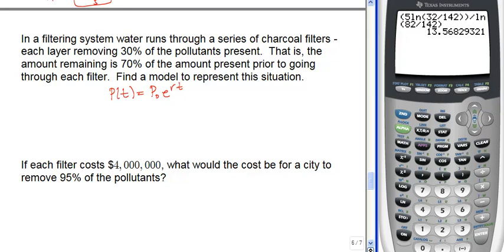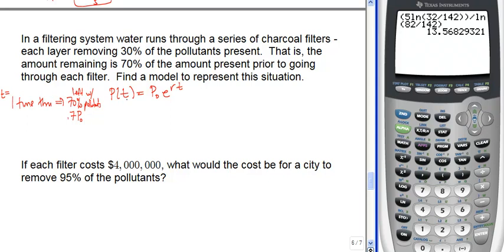But we do know that after one time through the filter, we're left with 70% of the pollutants left over. We lose 30%, but we're left with 70%. So if we started with P sub 0 initially, one time through the filter means we're going to have 0.7 of the initial amount of pollutants still left over. So we're using that idea of taking a percent of our initial amount, even though we don't know what the initial amount was. So my time here isn't really time, it's the number of times through the filter.